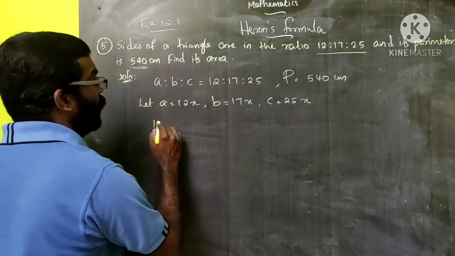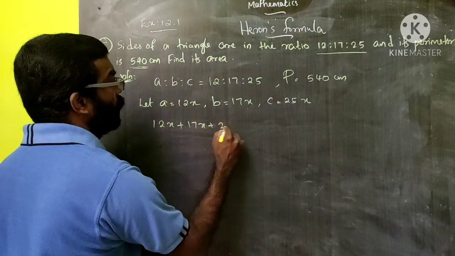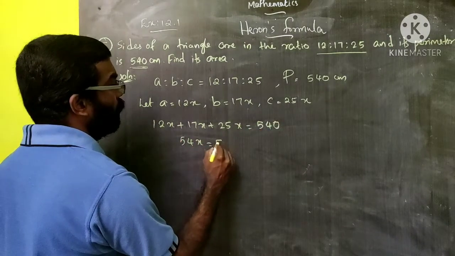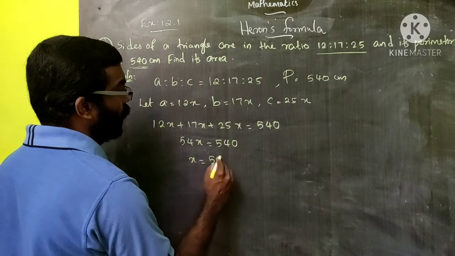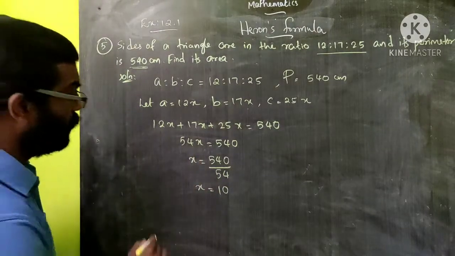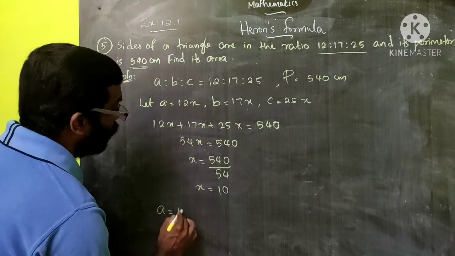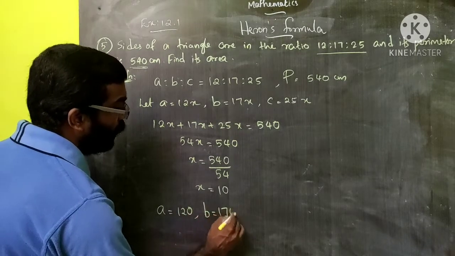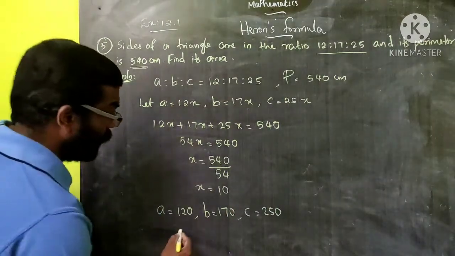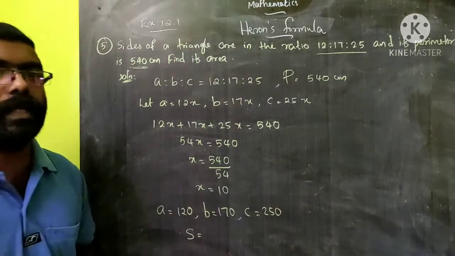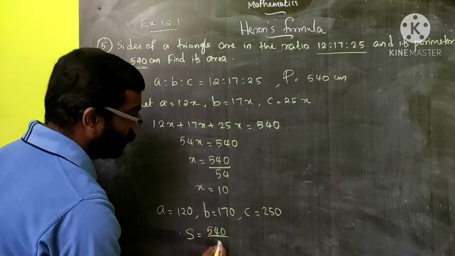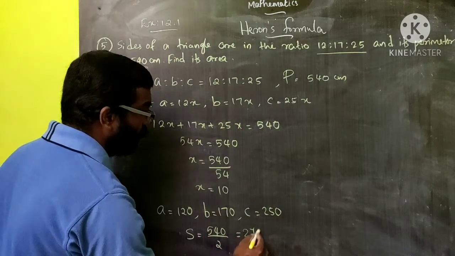We know the perimeter, so we can write 12x plus 17x plus 25x is equal to 540. That is 54x is equal to 540, or x is equal to 540 divided by 54. We get 10. So x equal to 10. From this we can easily write the values of A, B, C. A is equal to 120, B is equal to 170, and C is equal to 250. Okay, now we can find the semi-perimeter S. So S is equal to A plus B plus C by 2, half the perimeter. Perimeter is given 540, so 540 divided by 2, which is equal to 270.